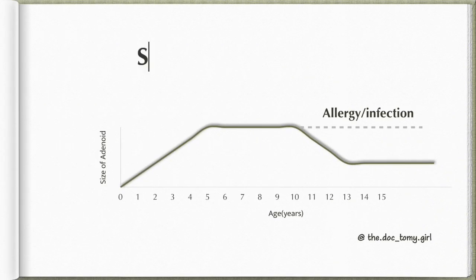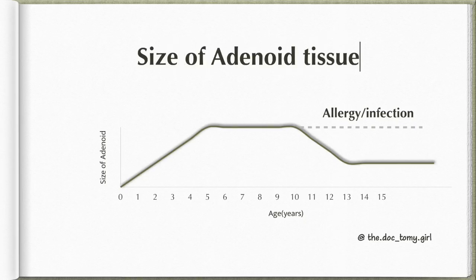Now, the size of adenoid tissue. As you can see in the graph, the adenoid tissue is present at birth. It shows physiological enlargement up to the age of 6 years and then tends to atrophy at puberty and almost completely disappears by the age of 20.